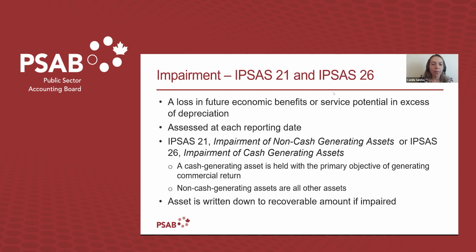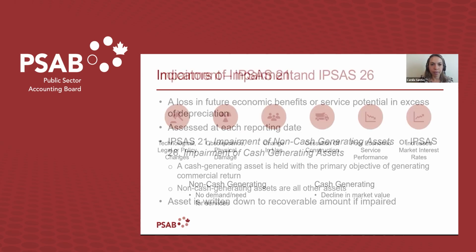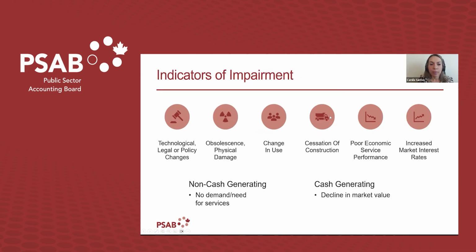Yeah, I agree. IPSAS 21 and IPSAS 26 define both recoverable amount and recoverable service amount as the higher of an asset's fair value less costs of disposal, or less costs to sell in the case of IPSAS 21, and its value in use. IPSAS 21 and IPSAS 26 contain a list of key indicators that an impairment loss may have occurred for non-cash generating and cash generating assets, respectively. On this slide, we have a few examples.